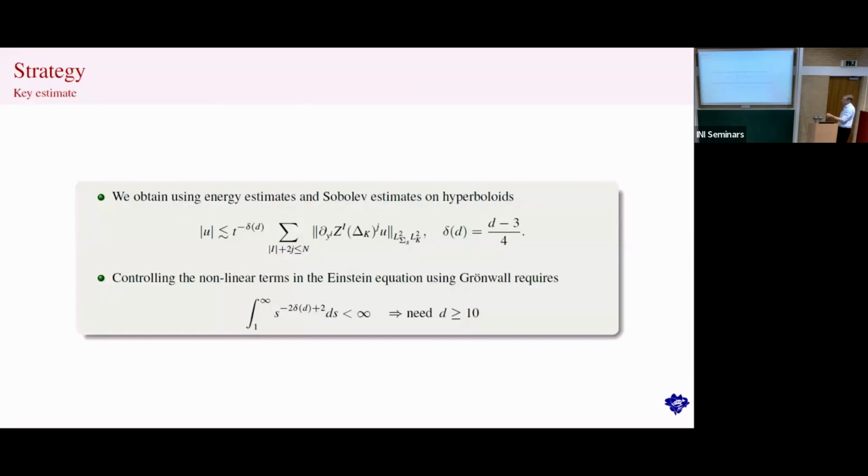I'm not going to spend any time on the details here, but due to energy estimates, you end up having a criterion like this in order for the estimates to close. And this is where this condition on the dimension of the Minkowski factor comes in. With these kind of simple-minded techniques, we end up needing the space-time dimension at least 10.